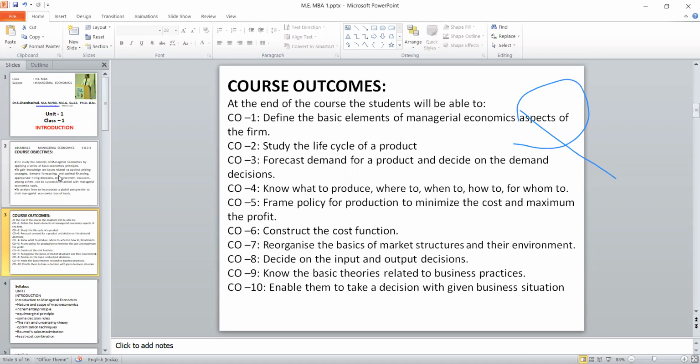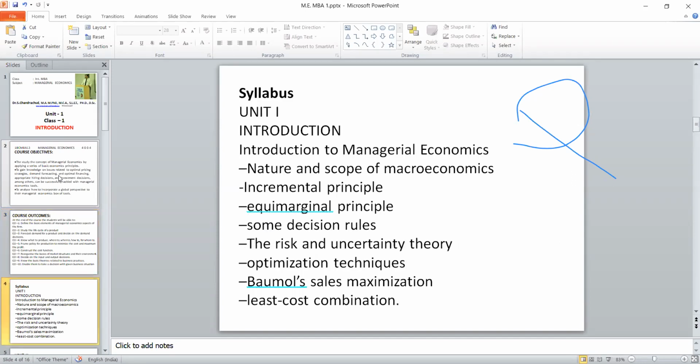Once we know the objectives and the course outcomes, now let's go to the topics involved in this syllabus. Like other subjects, here also there are 5 different units. In the very first unit, you will study the basics of managerial economics, like the definition, nature, scope, fundamental concepts. Using all these things, we will study one theory called risk and uncertainty theory. Once we know the basics of managerial economics and risk and uncertainty theory, we can apply the optimization technique.